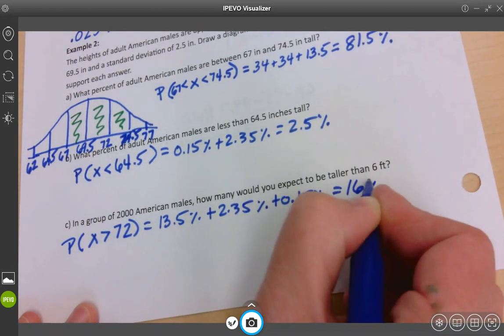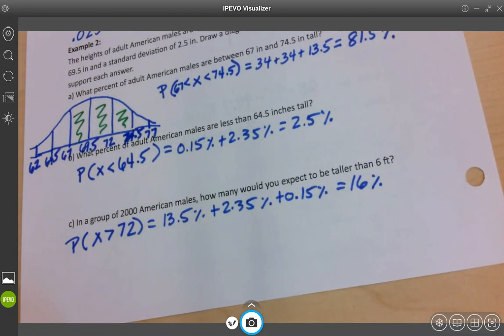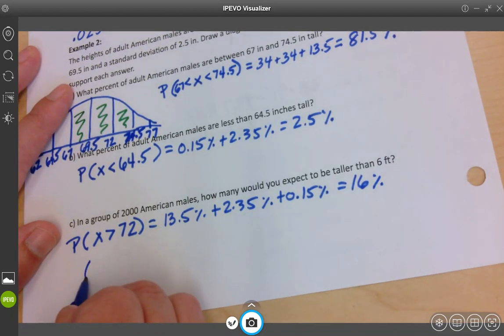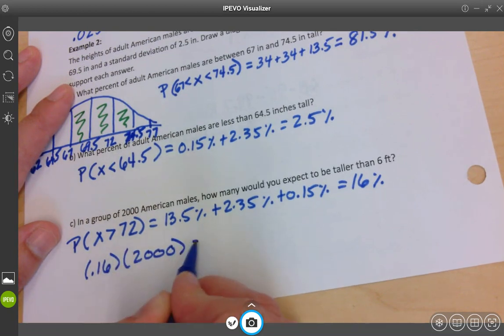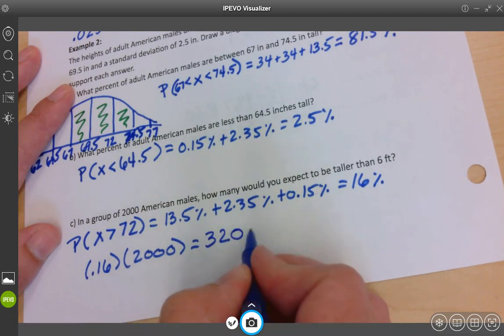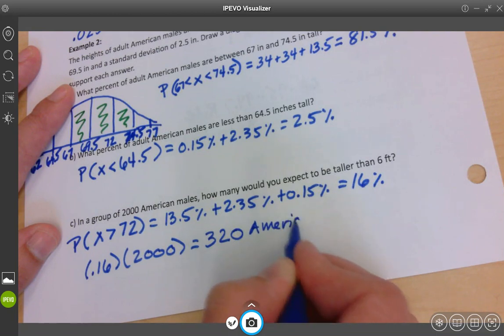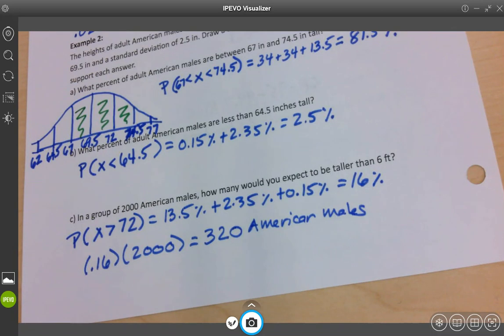I got 16%. Am I done answering the question? No, because I need to find 16% of what number? Of 2,000. Okay. So Sally, what did you multiply to find 16% of 2,000? And you got what? 320? Okay. So 320 of those people would be taller than 6 feet.